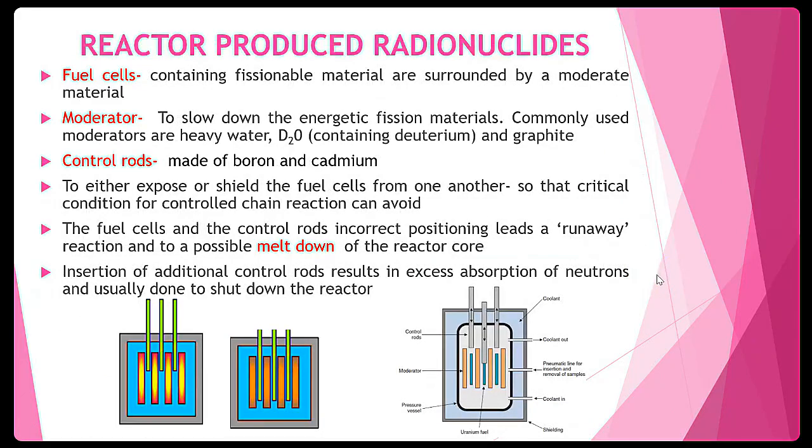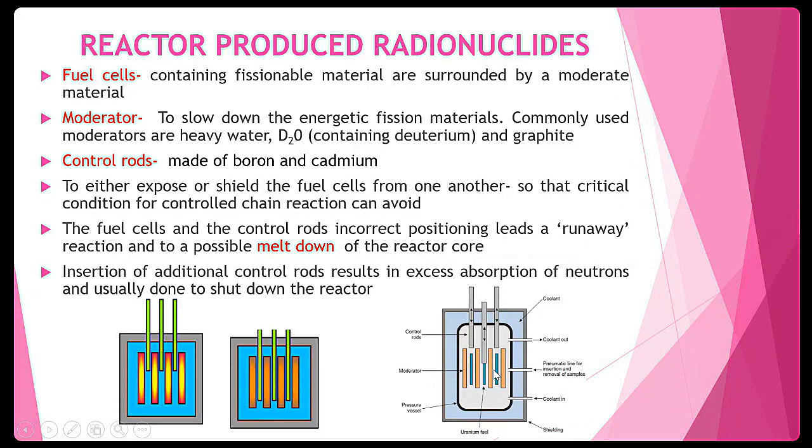So the reactor produced radionuclide, we have some equipment there. First, we have something called a fuel cell. See in this image, this blue color, you can see, they are fuel cells. They consist of fissionable material. This fuel cell consists of the material which is supposed to undergo fission.